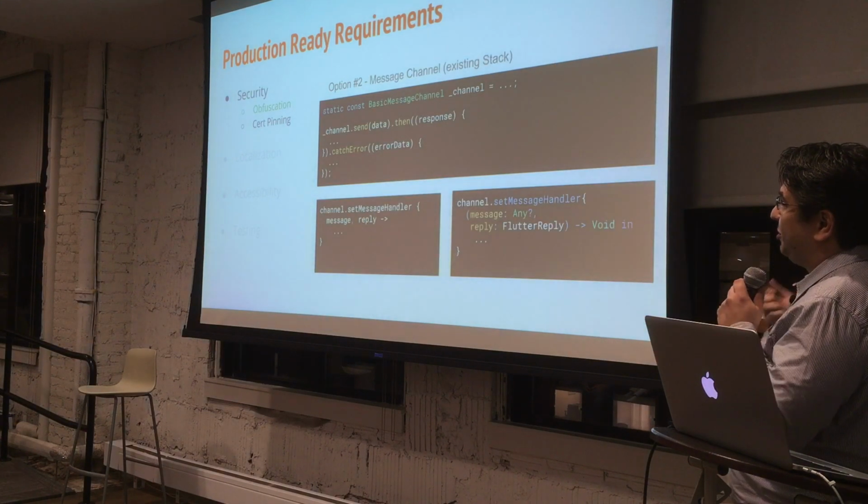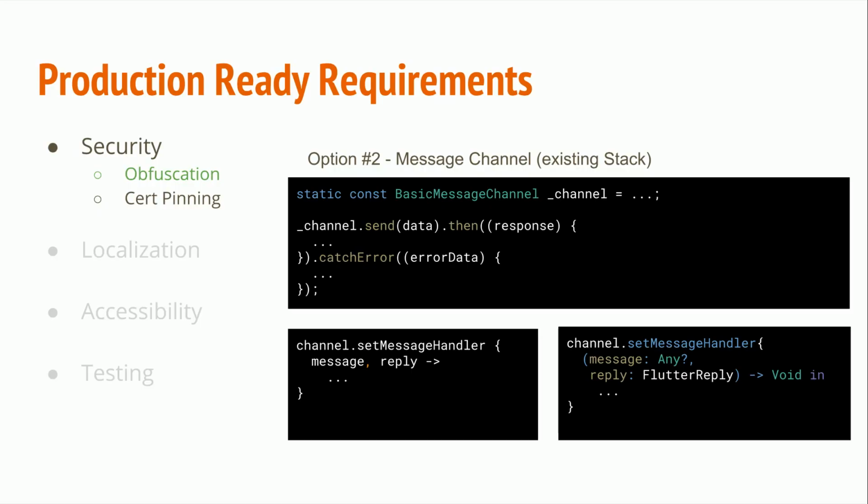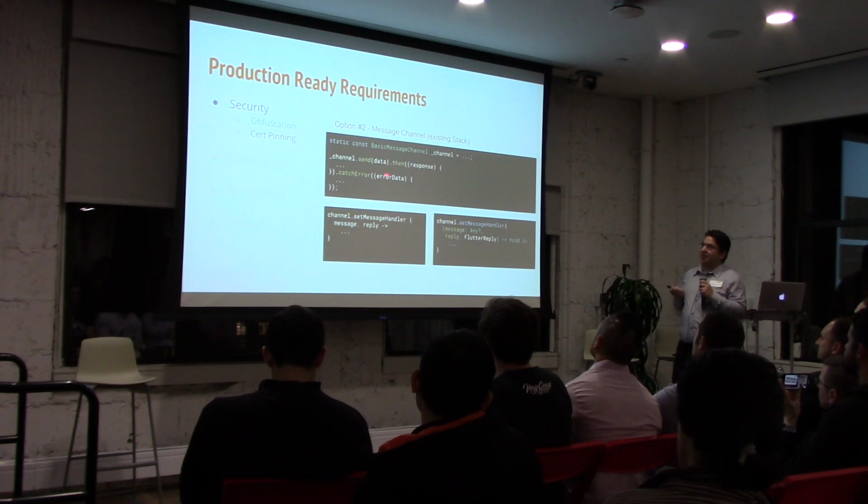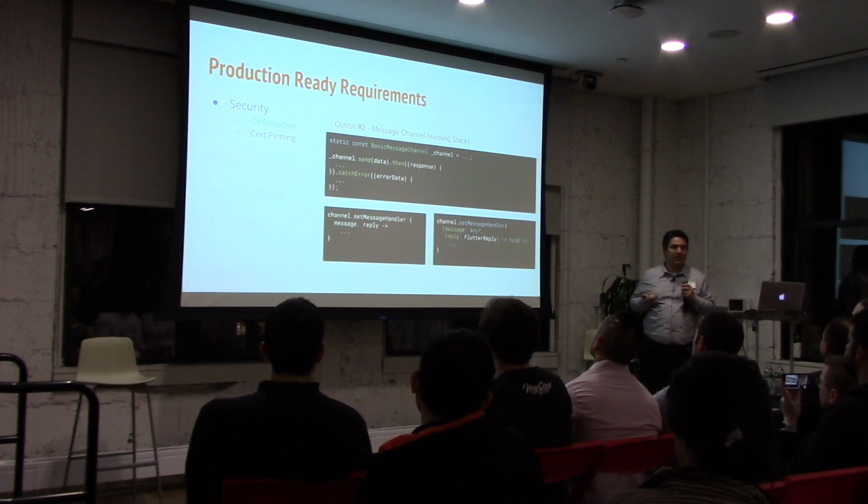So our second option was to use message channels and reuse our existing stack. So take the data that was coming from the user, add it into the message channel, send it over our existing native network stack, and spit the reply back out to Flutter. And so the code, very similar. We use a basic channel to send the data and handle responses and errors.